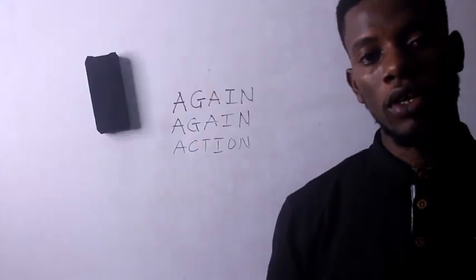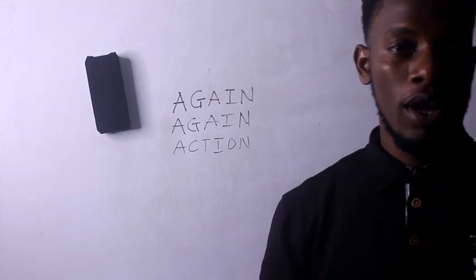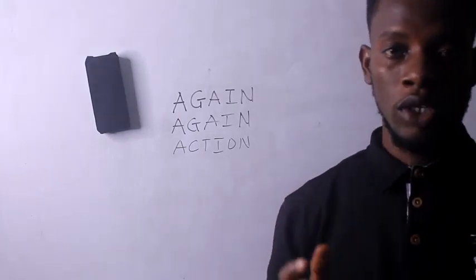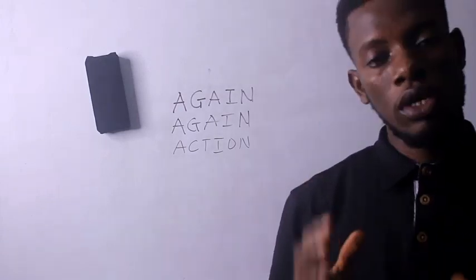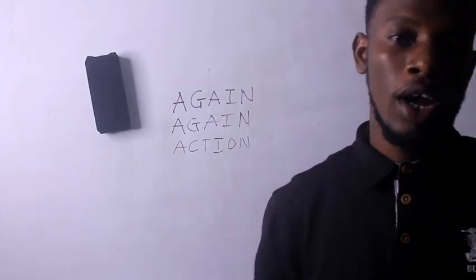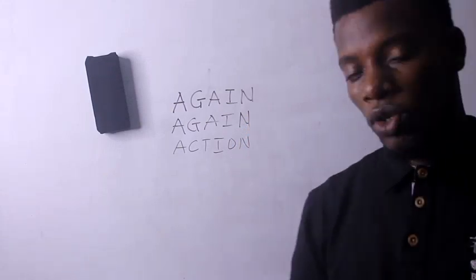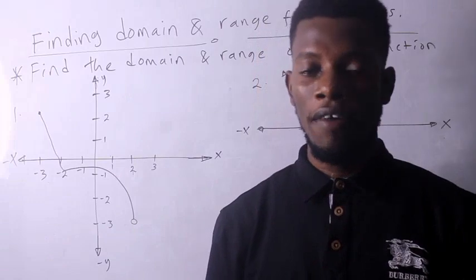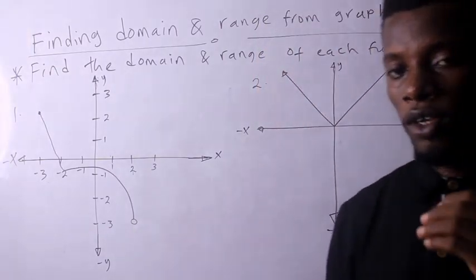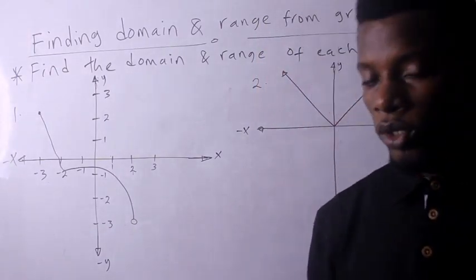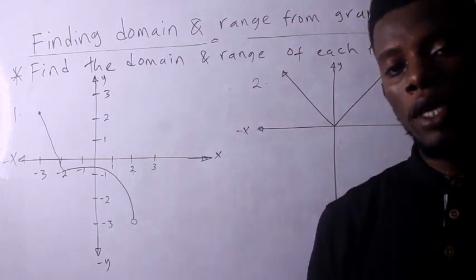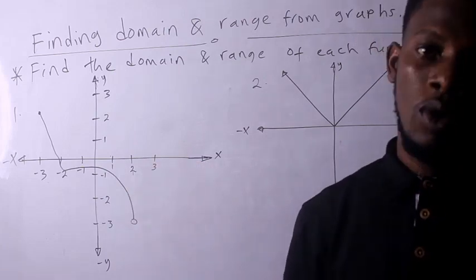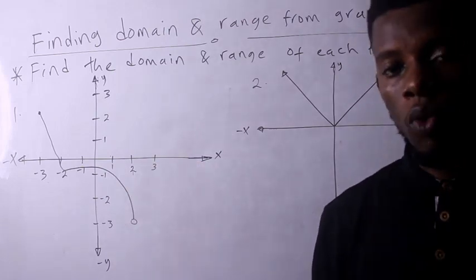Several students over the period of time have found difficulties finding the domain and range of functions from graphs. In this video, you are going to learn how to use the graph of a function to find its domain and range. So we have two graphs on the board and we want to find the domain and range of these graphs. Now recall that the domain of a function is a set of possible x values, while the range is a set of possible y values.